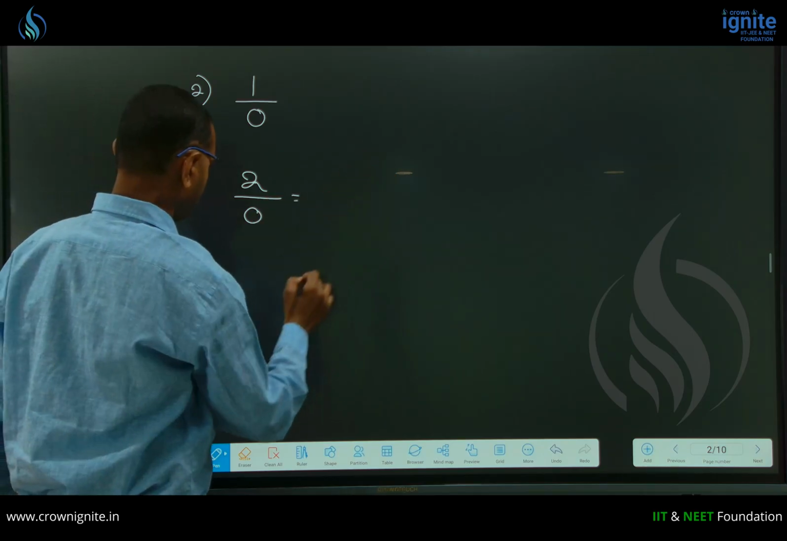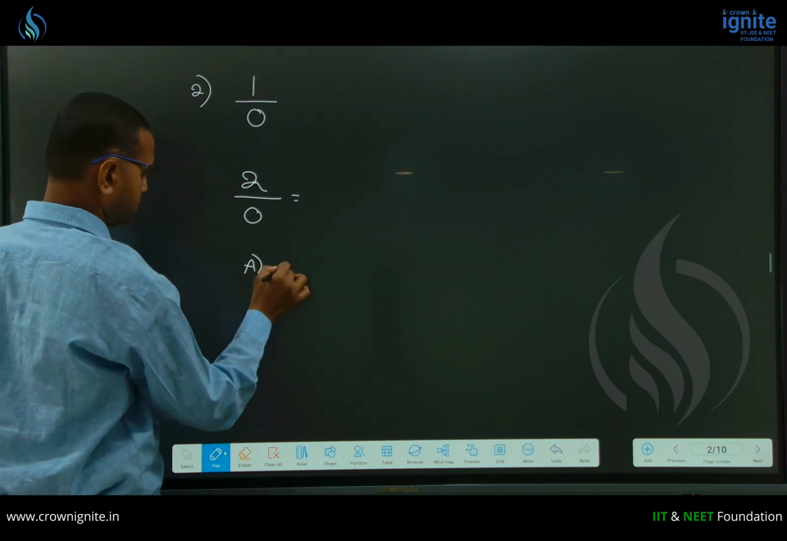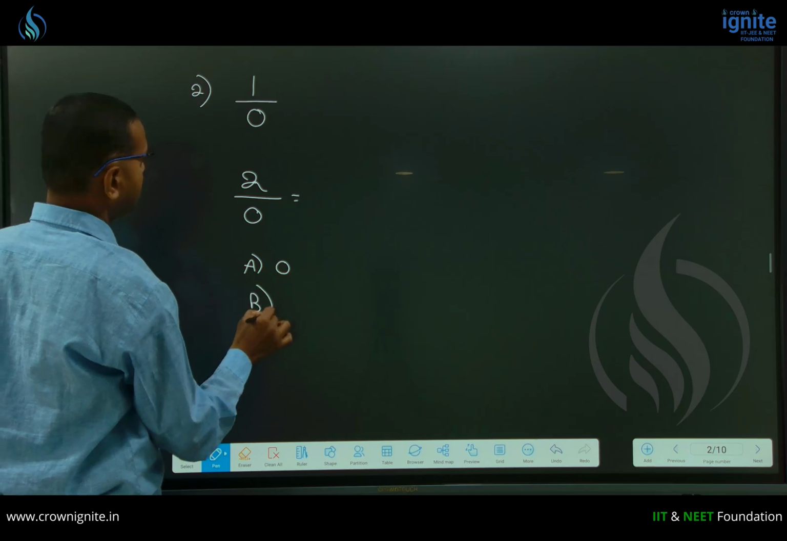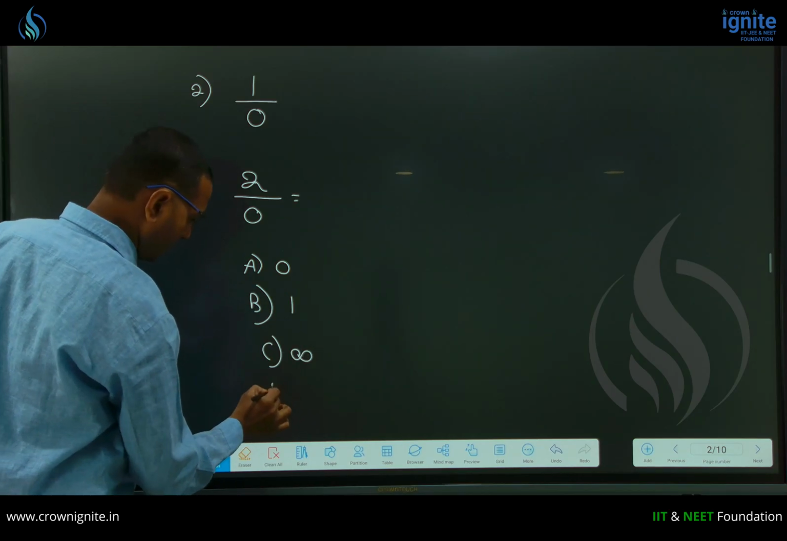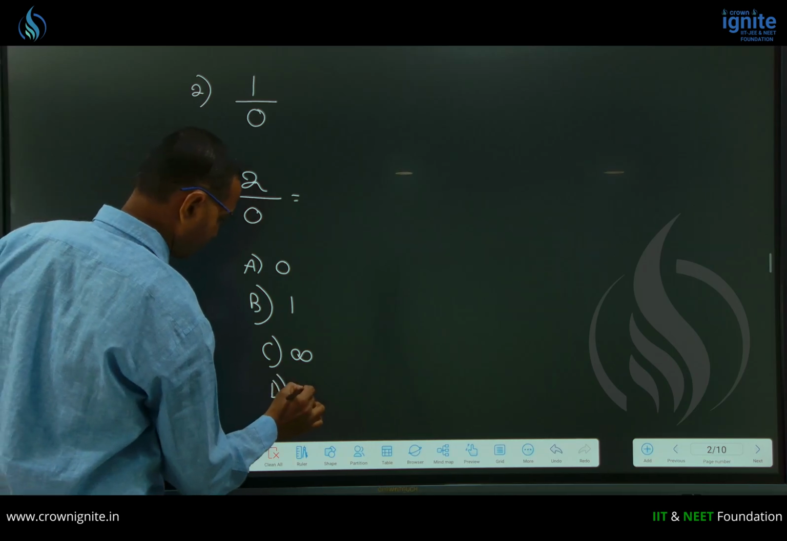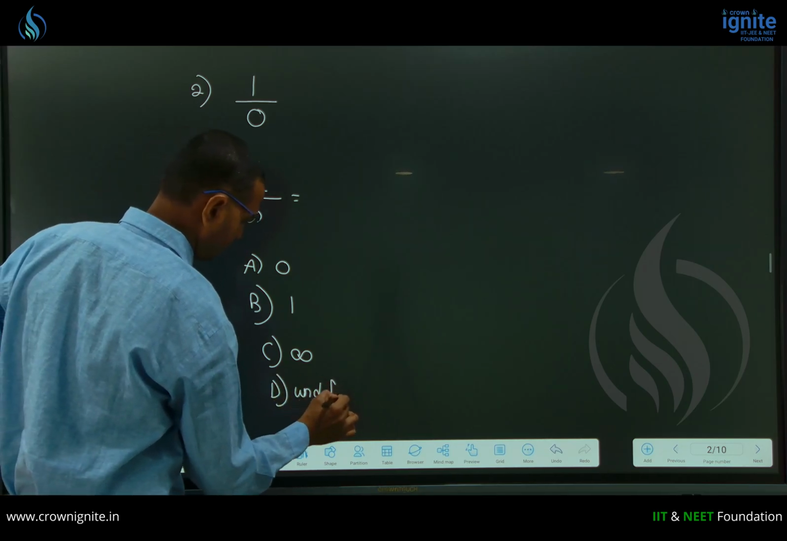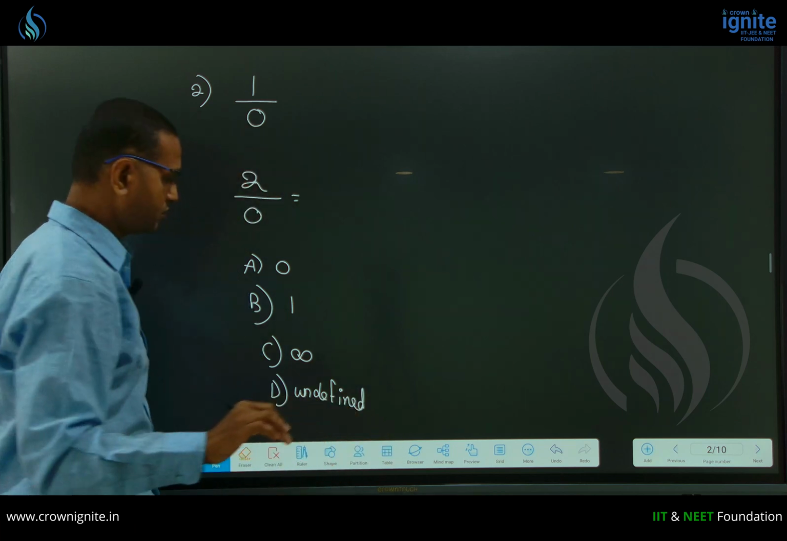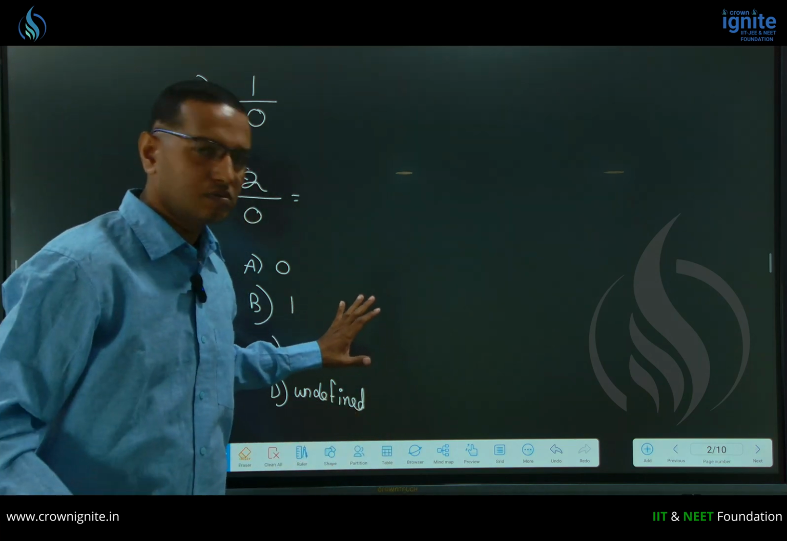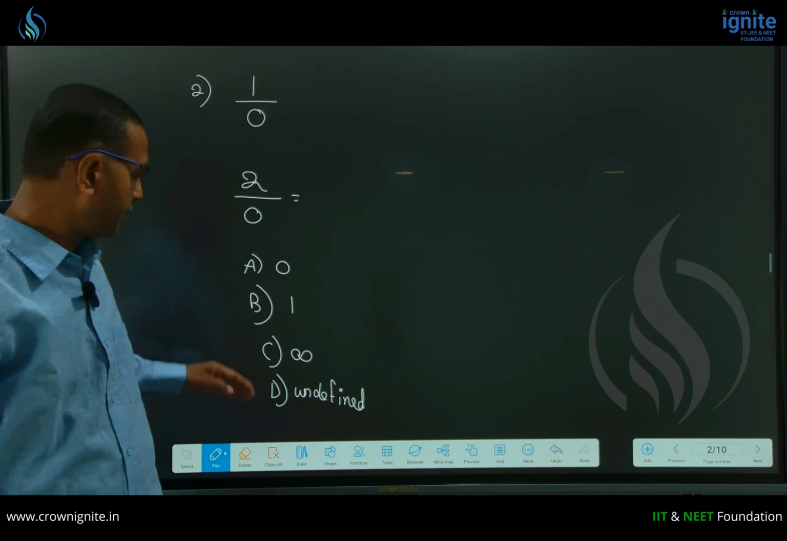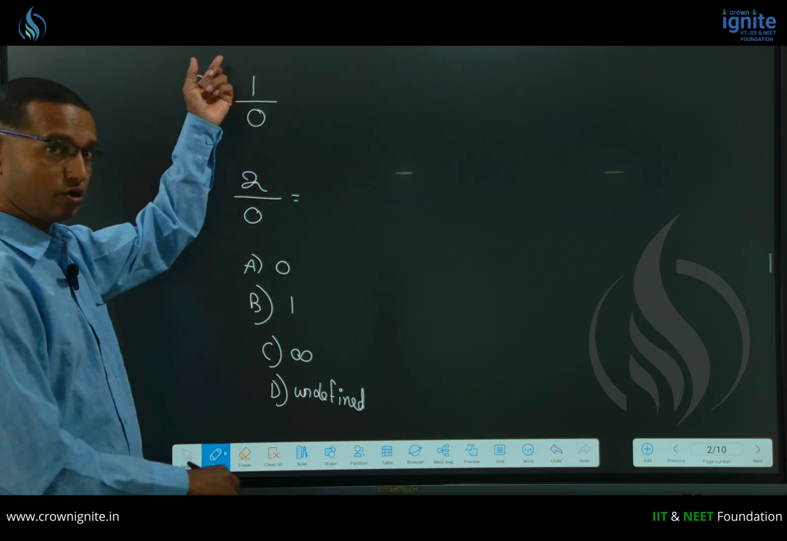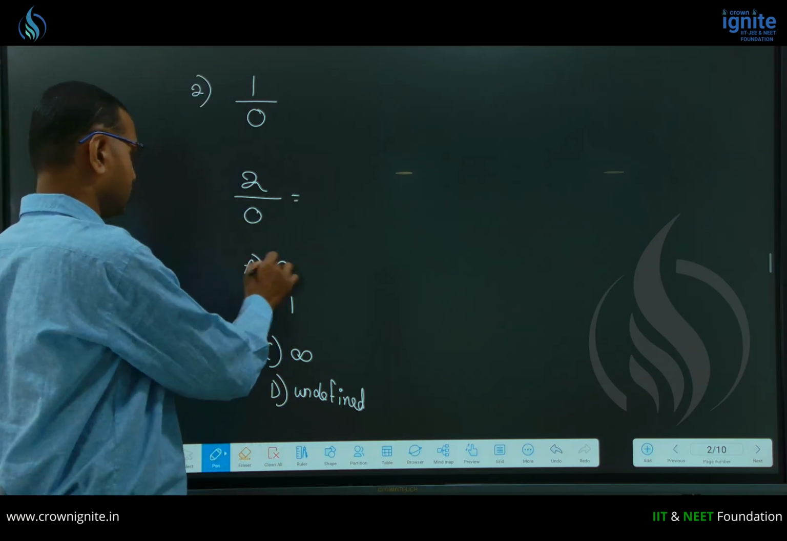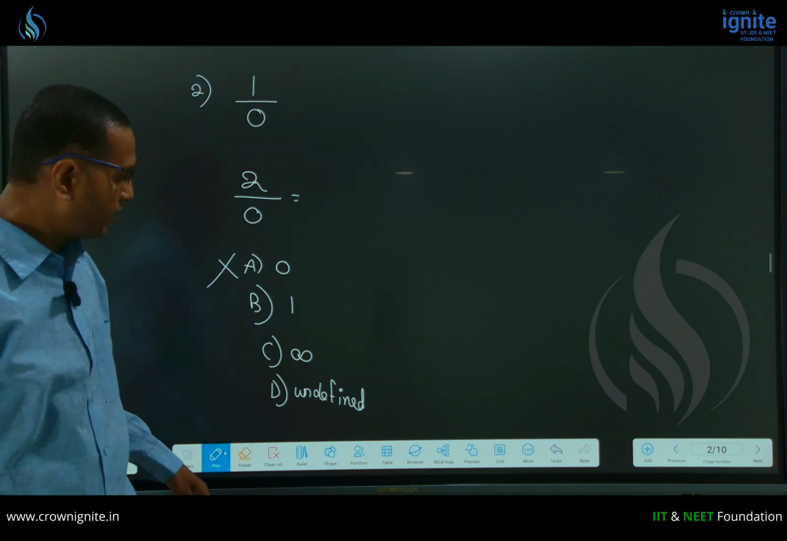Okay, or what I'll do is I'll just give options. The first option is 0, option B is 1, option C is infinite, option D is undefined. Now you can make a guess. Is it infinite or undefined or 1 or 0? It can't be 0 because earlier we have seen 0 by something is 0, so it cannot be A.